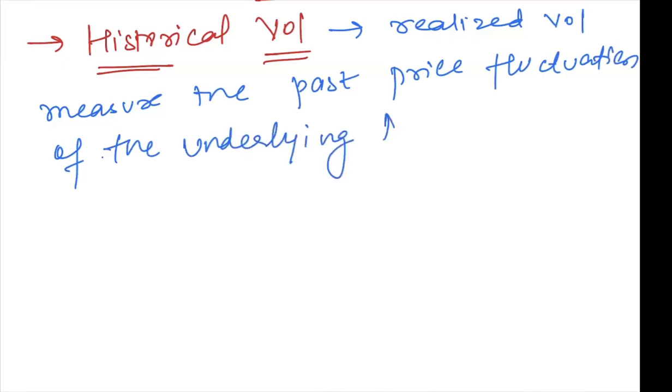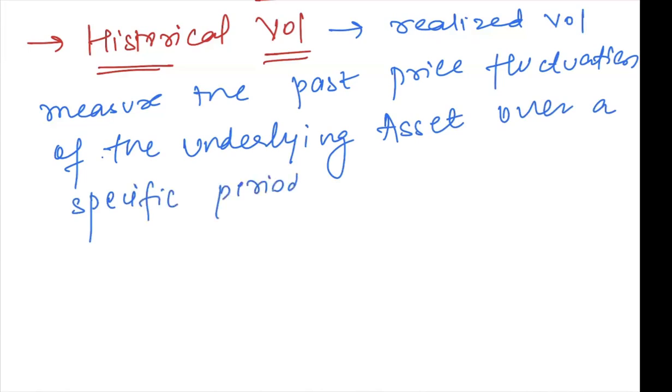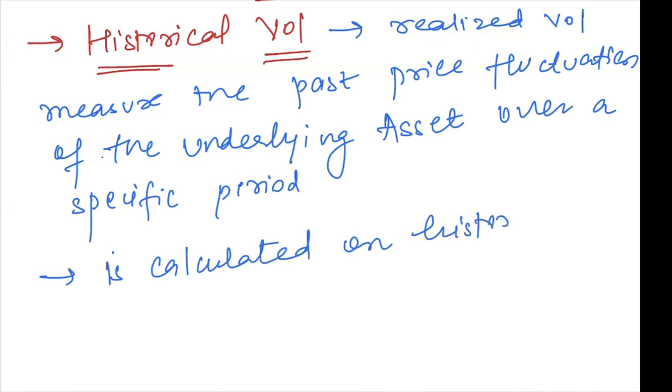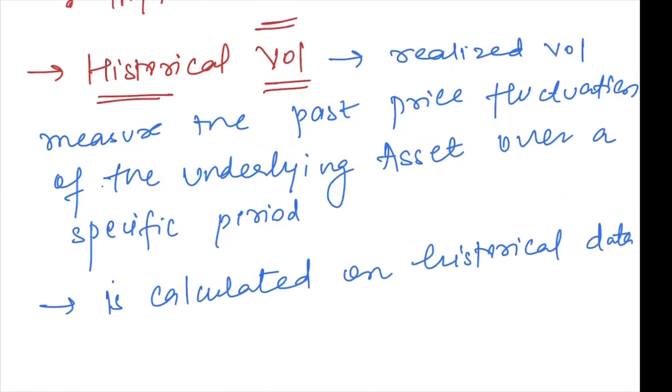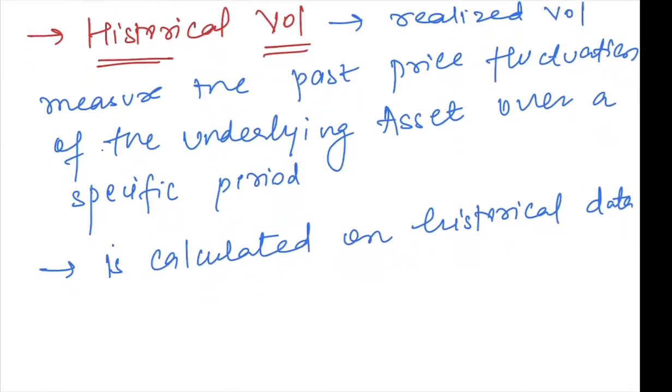Of the underlying asset over a specific period, right? So basically, historical volatility is calculated on historical data, right? So you might be thinking, when should we use historical volatility? What are the scenarios?